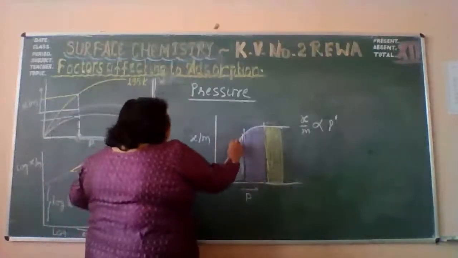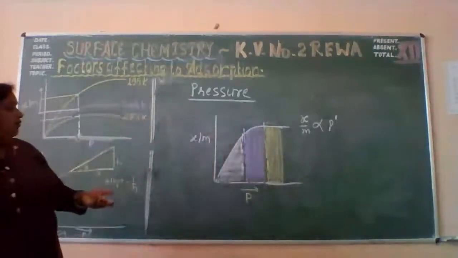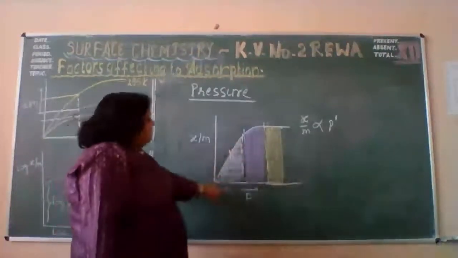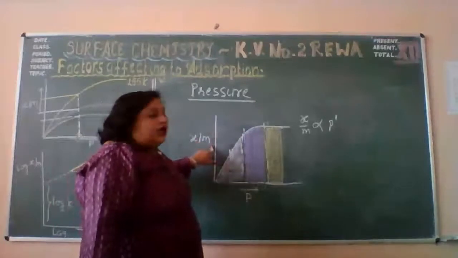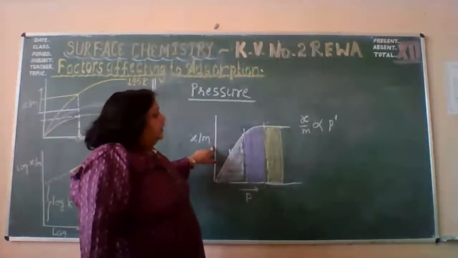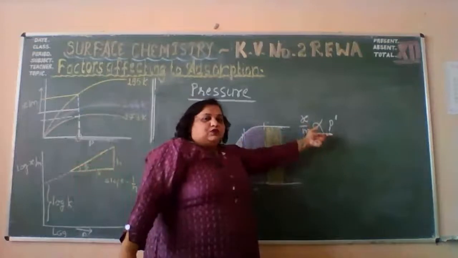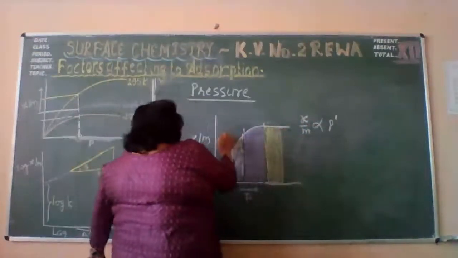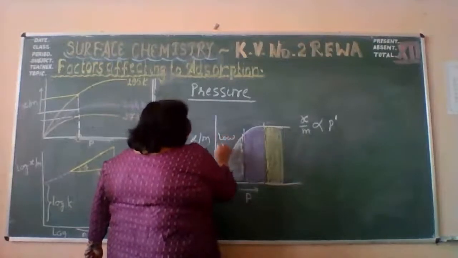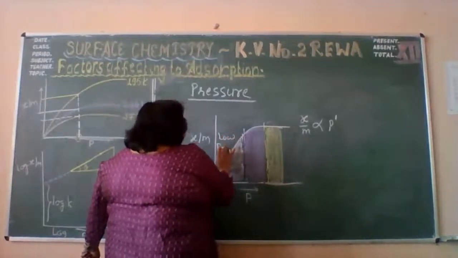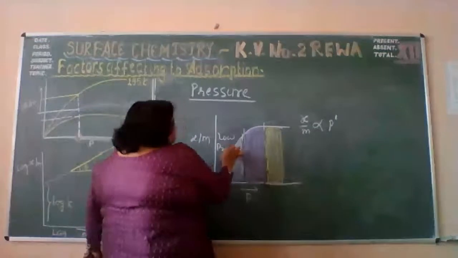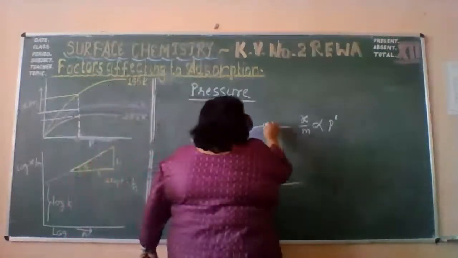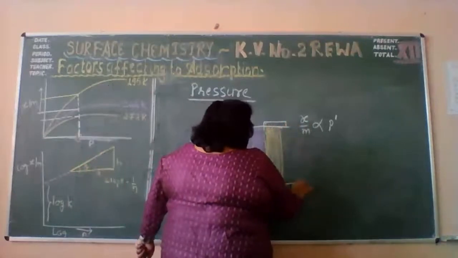I'm just discussing first this part of the graph. What you observe here that as the P increases, the X upon M increases, right? X upon M is proportional to P to the power 1 at this part. This is called the low pressure graph. Okay, I think you can understand here. It is pressure, is it? Don't have the sufficient space. This is at high pressure.